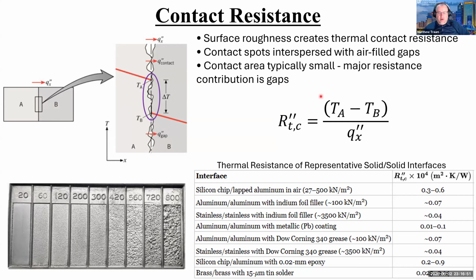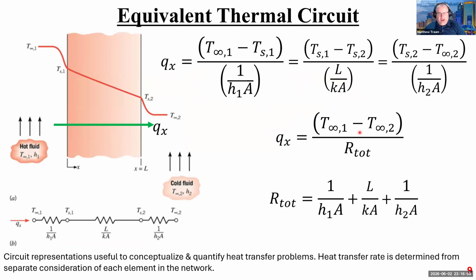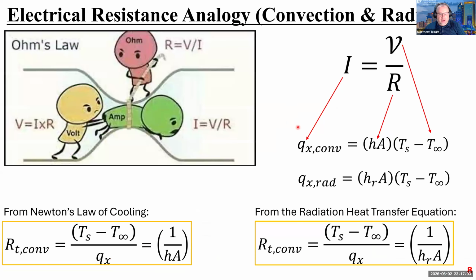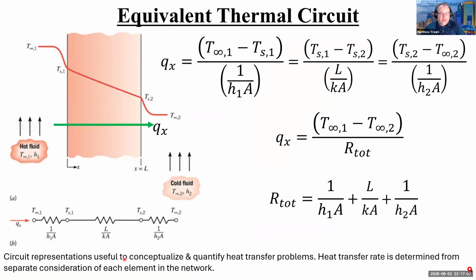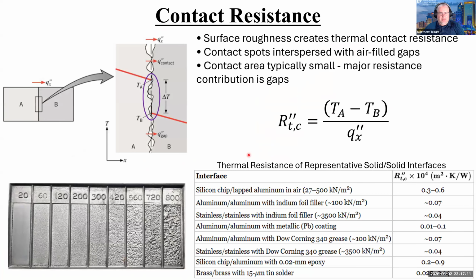And then here's our equation for it. Just like the previous equations, where I'm writing a temperature difference divided by a heat flux to define what that resistance is, we're going to do the same thing here. So temperature difference divided by a heat flux gives us this resistance. Okay, so that's the value.